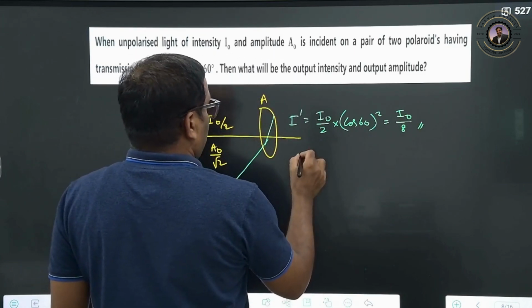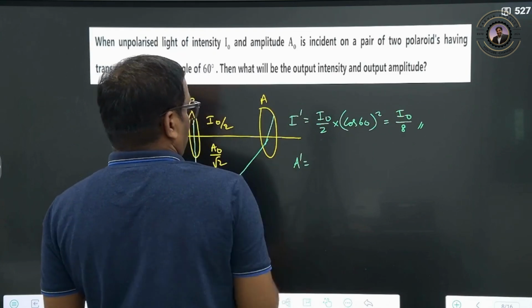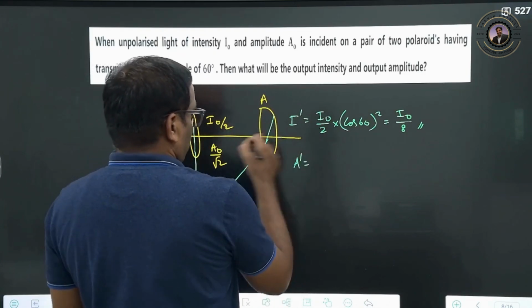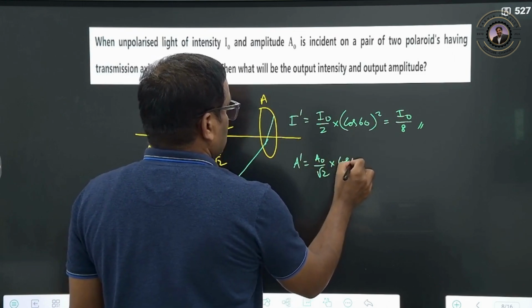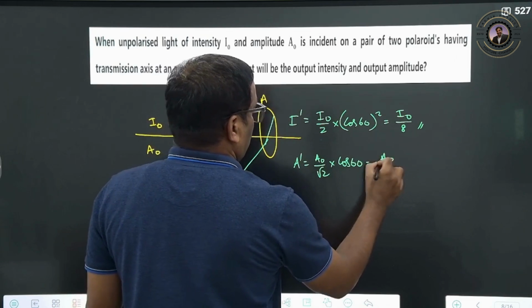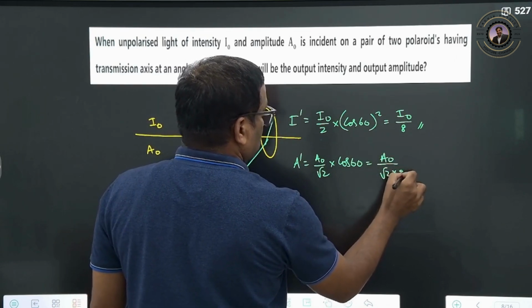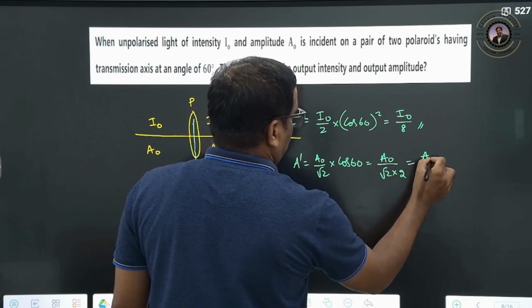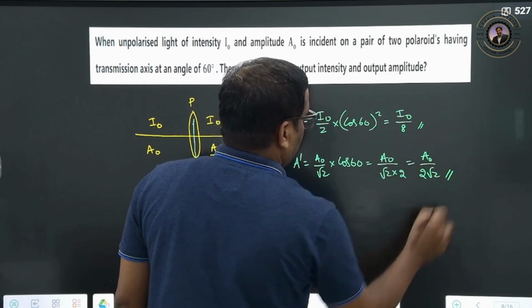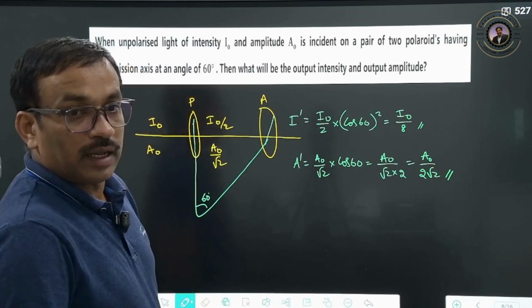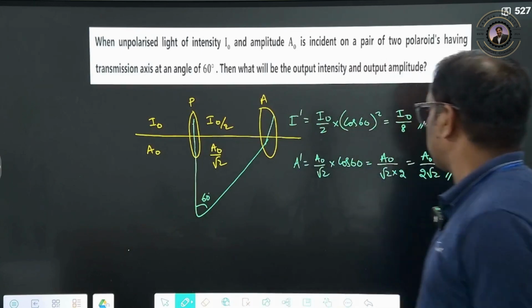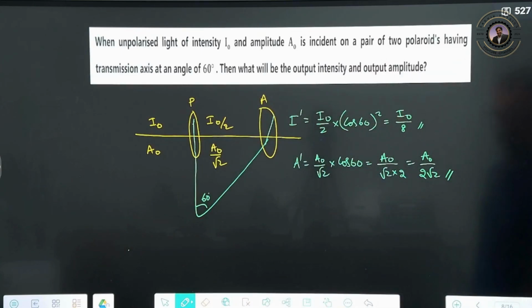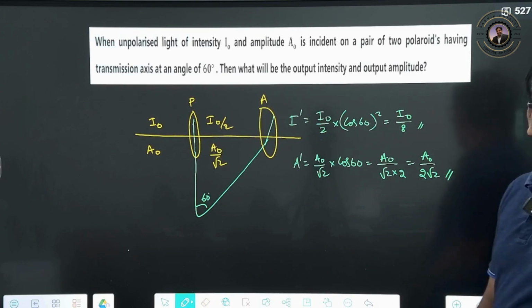So A dash is equal to A naught by root 2 into cos 60. Cos 60 is nothing but 1 by 2, so A naught by 2 root 2 will be your answer. Clear? So this is our amplitudes and intensities. Clear? Now we will go for another question.